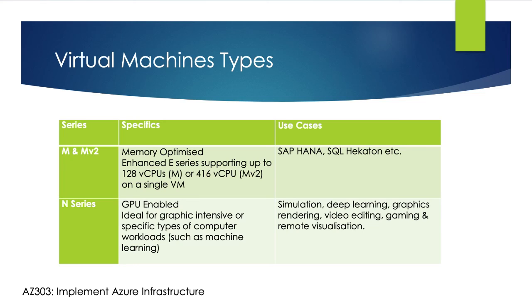And finally we have the N series. So these servers are GPU enabled using the NVIDIA chipsets, and they're ideal for intensive graphic workloads or other workloads that use that type of computational processing such as machine learning. So again, the typical workloads might include simulations, deep learning, graphics processing, video editing, even gaming and remote visualization.